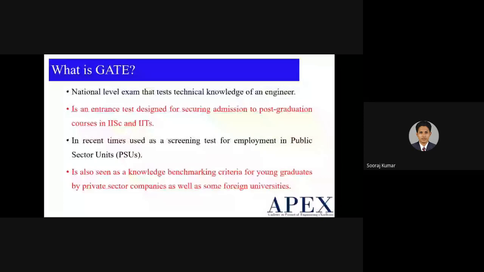See, as a matter of fact, initially getting that salary is okay, but in the future you should have an aim that tomorrow you should be in Google or Microsoft or such kind of organization.